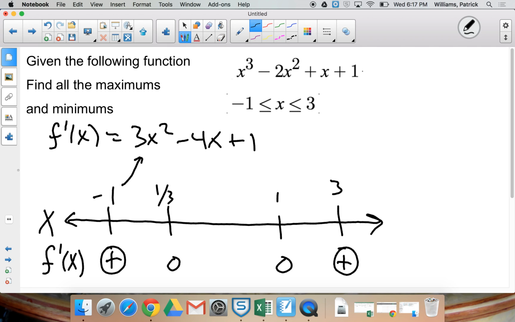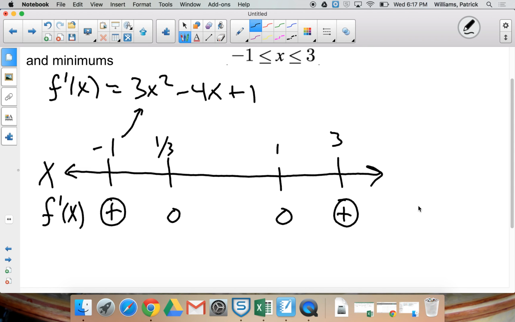All right? So remember what we said, for example, about endpoints, okay? In this case, -1 is a left endpoint. When our derivative is positive at a left endpoint, we have a minimum. When our derivative is positive at a right endpoint, we have a maximum. So there we go. We got two mins and maxes right there by just looking at the endpoints, okay?